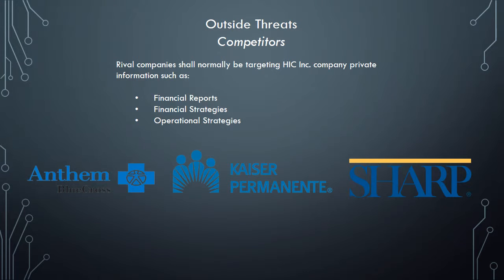And now we have competitors as outside threats. While many like to think that a rival organization would not initiate an attack on another organization, it is never wise to rule out the possibility of it occurring. However, rival companies do have different targets when they're targeting companies such as us. They're going to be targeting financial reports, financial strategies, operational strategies. They want more information on their rivals so they can make more informed decisions. Same thing as we're trying to do with them.